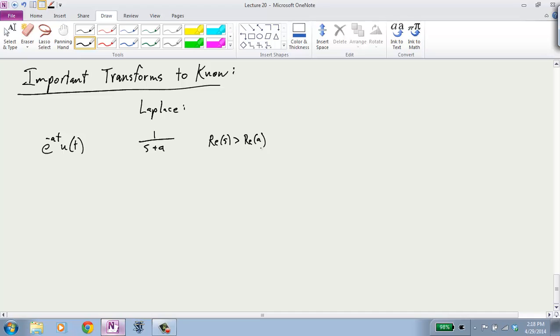Okay, we did this as an example. And we also have something like this, negative e to the negative at u of negative t goes to the same thing, but with the opposite region of convergence. We also have something like this, t to the k, e to the minus at u of t. So this is a polynomial times an exponential.